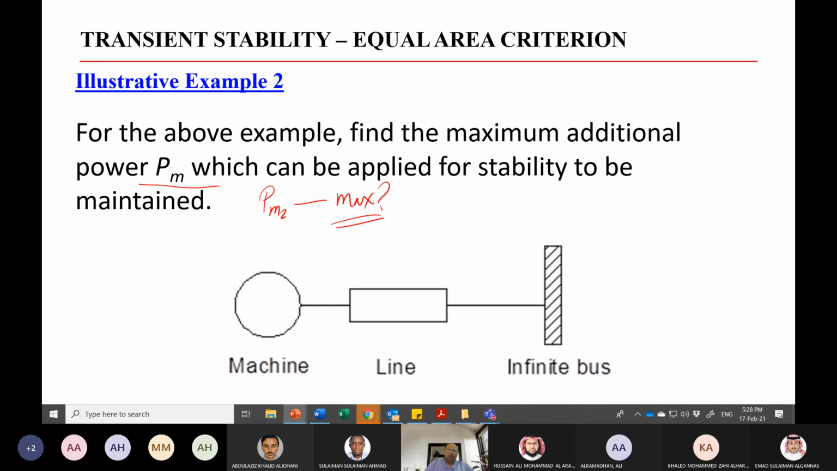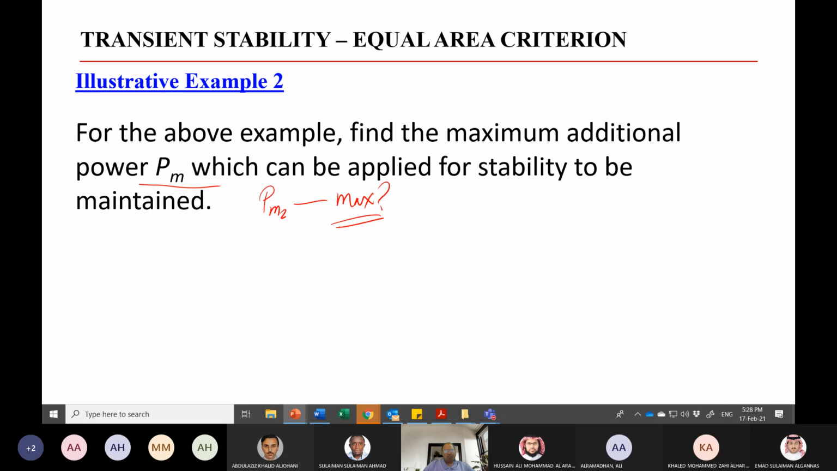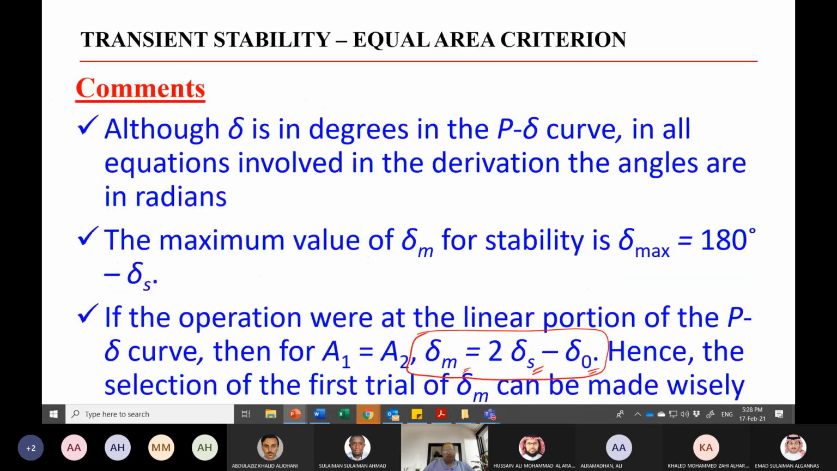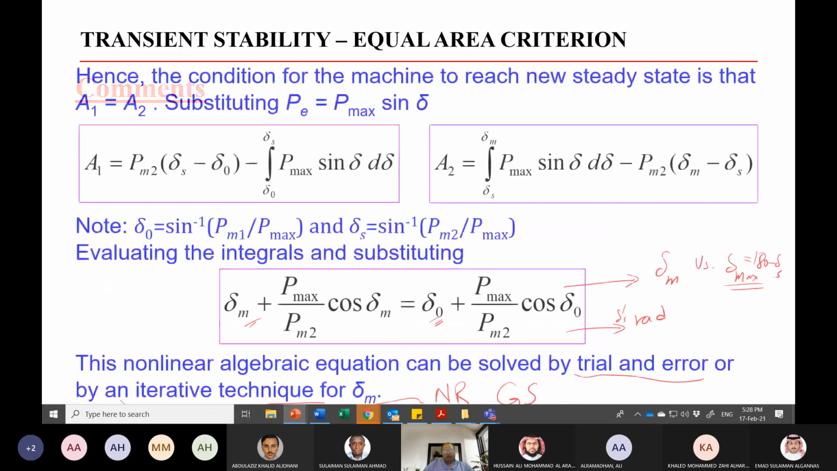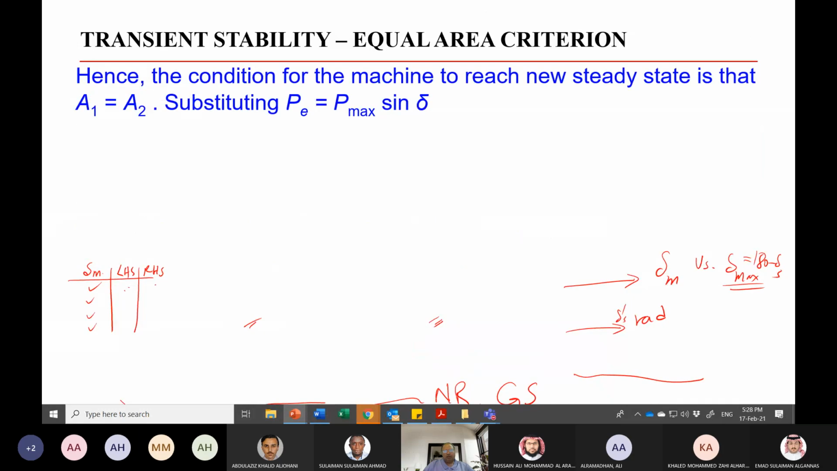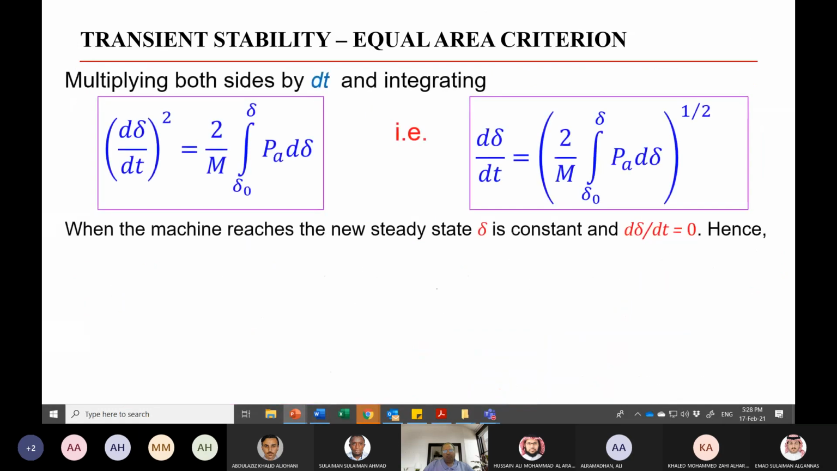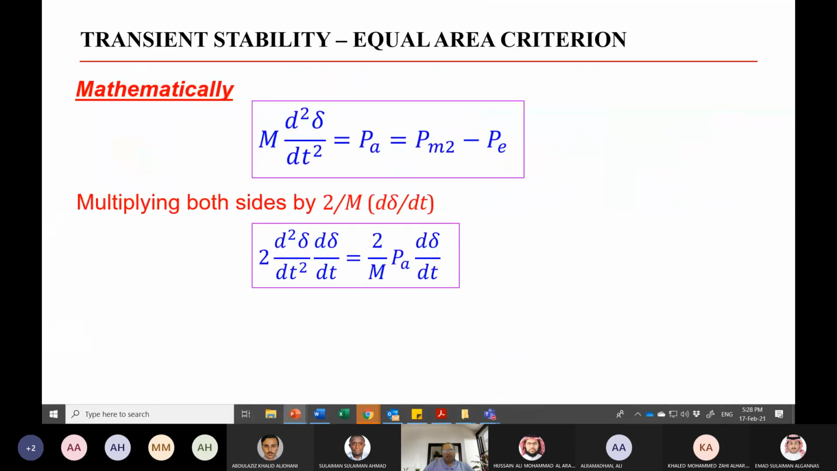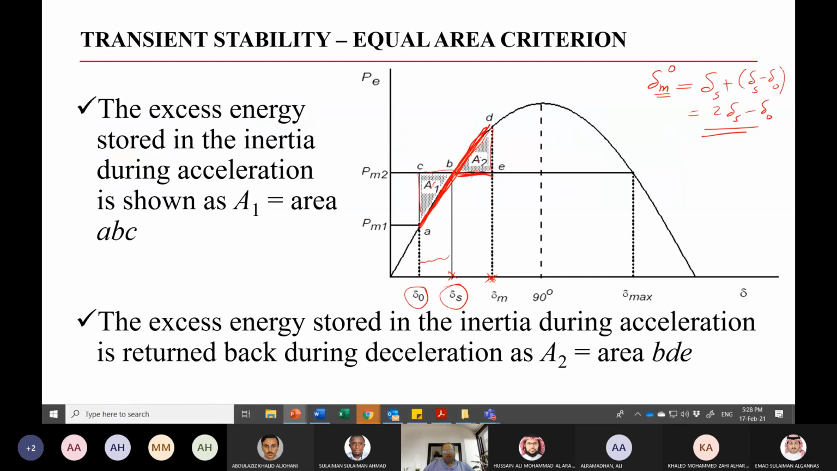What is the maximum step that we can have and the system will maintain its stability? So in this case, delta M here, in this example, the ultimate value of delta M to maintain the stability, the ultimate value of delta M equal to delta max.